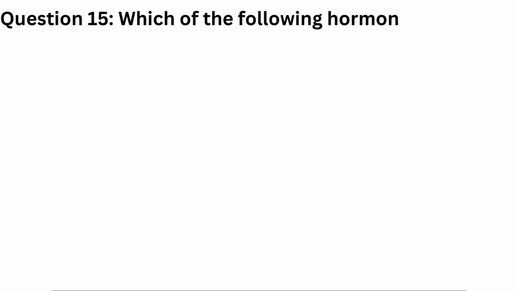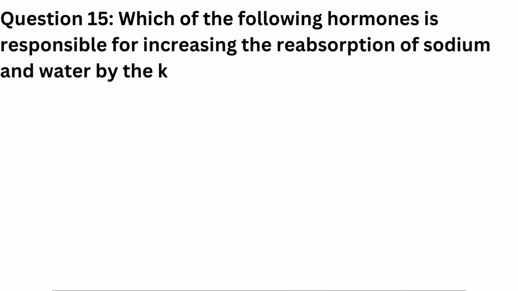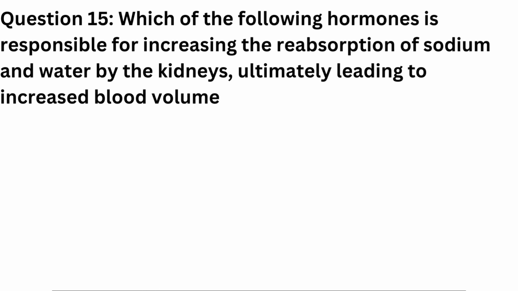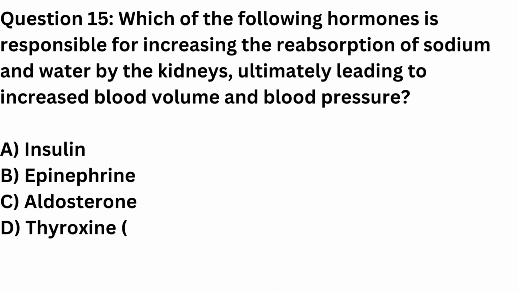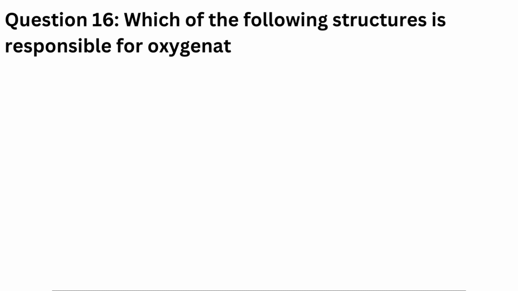Question 15. Which of the following hormones is responsible for increasing the reabsorption of sodium and water by the kidneys, ultimately leading to increased blood volume and blood pressure? A. Insulin. B. Epinephrine. C. Aldosterone. D. Thyroxine, T4. Correct answer is C. Aldosterone.